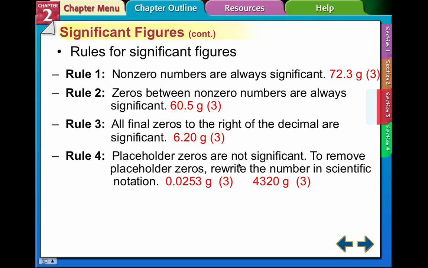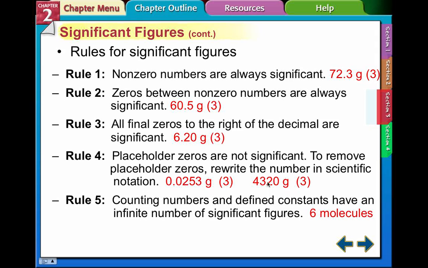Placeholders are not significant. To get rid of those placeholders, we need to put our numbers in scientific notation like we had talked about. So this would be 2.53 times 10 to the second. There's only 3 in this number, and there's also 3 significant digits in this number. Now, counting numbers and defined constants have an infinite number of significant digits. So we have 6 molecules. There is no decimal point here, so there is an unlimited number of significant digits.